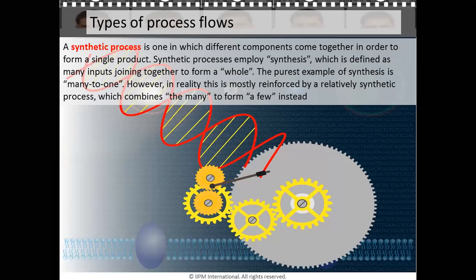Synthetic processes employ synthesis, which is defined as many inputs joining together to form a whole. The purest example of synthesis is many to one. However, in reality, this is mostly replaced by a relatively synthetic process, which combines the many to form a few instead. So if we say process flows, the analytical processes could be one to many, and the synthetic is many to one. So analytical, you're breaking one into different fragments, and then synthetic, you're bringing different fragments to form one.